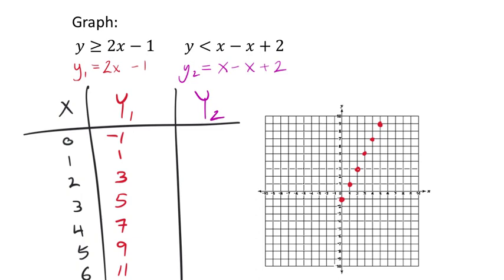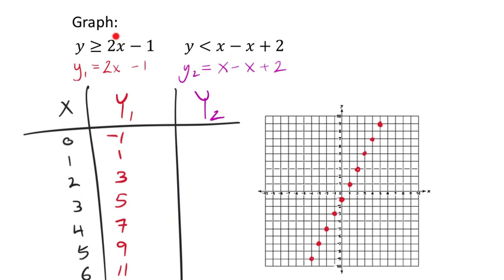If I were to go up in the table, it would give me even more values I can put on the graph, such as negative 1, negative 3, negative 2, negative 5, negative 3, negative 7, and negative 4, negative 9. So these are all the ordered pairs that I can put on the graph from the first equation, y equals 2x minus 1. And all these ordered pairs would make the equation true.